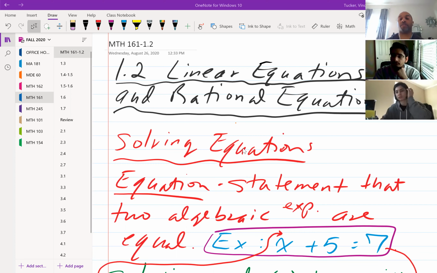So whenever solving and you're looking at your equation, you should be asking yourself, when is this statement true? So in other words, when is x plus 5 equal to 7? And the answer is when x is equal to 2. So your goal at all times when you're trying to find the solution is, when is this statement that you have true? In this case, it's when x is equal to 2.